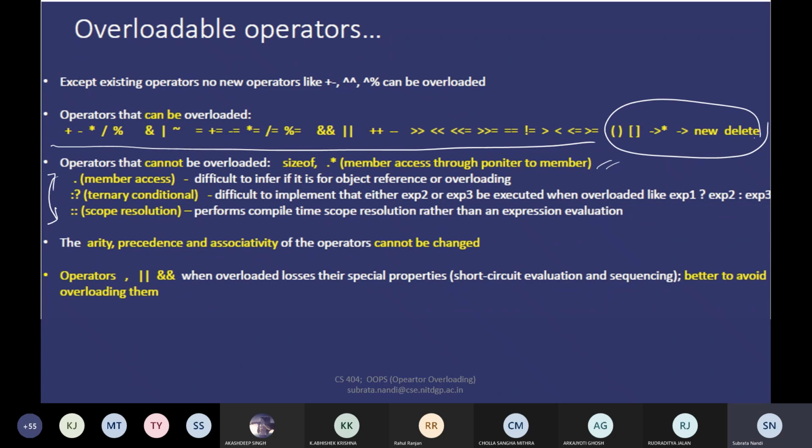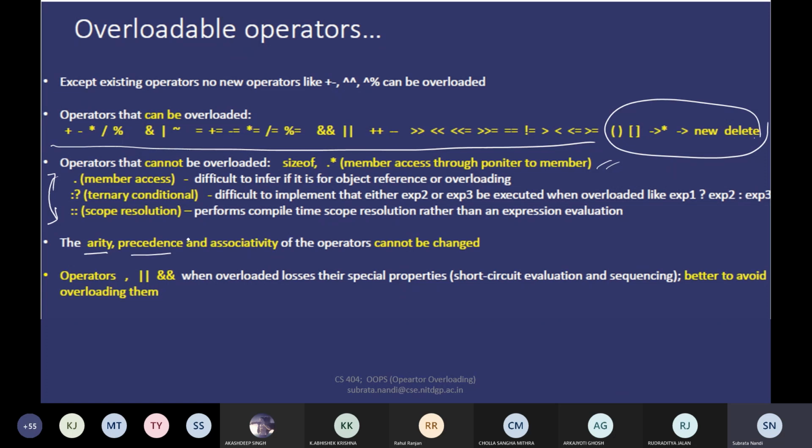This will be our last operator overloading class, so I'm skipping the details. The arity, the precedence, and the associativity of the operators cannot be changed. What is arity? Binary, unary, and so on. An operator which is defined as a unary operator, you cannot make it binary. Fortunately, plus and minus are both unary and binary, so that is fine. But if there is some operator which is originally unary, you cannot make it binary.